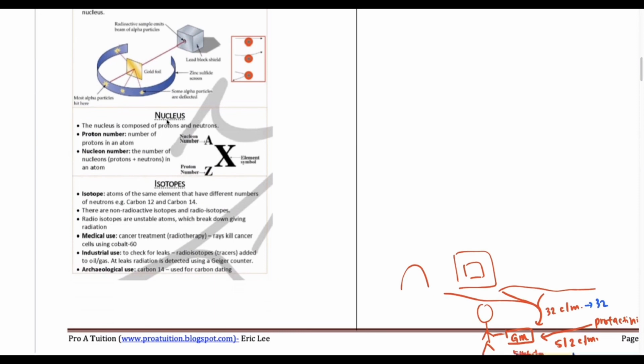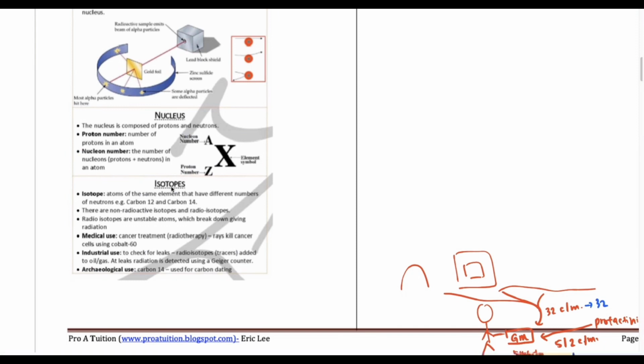So at the end, you see nucleus. The nucleus is composed of protons and neutrons. Proton number is the number of protons in an atom. Nucleon number is the number of nucleons, which is proton plus neutron, in an atom.